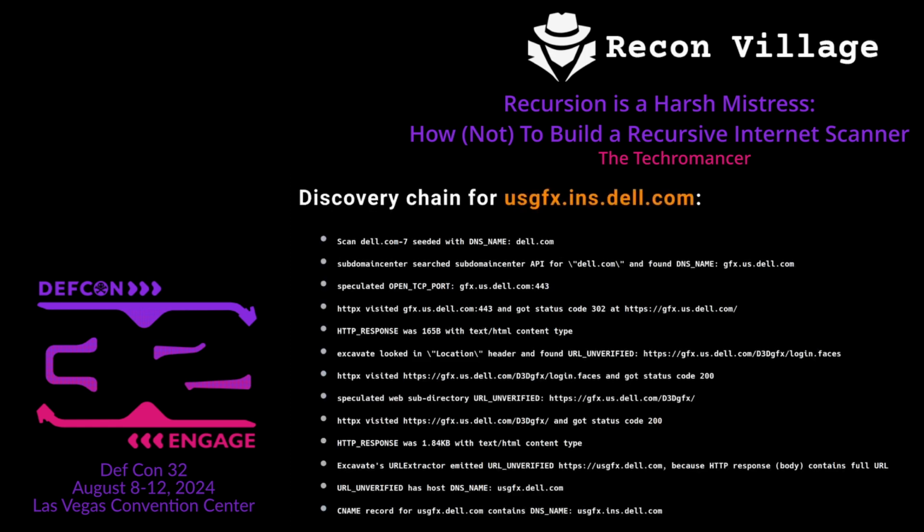To understand what these subdomains are that it's finding and how it's finding them, you have to look at the data in BBOT. BBOT tracks exactly how it discovers each of its things. Each event that BBOT emits, so its DNS name, has a discovery path.